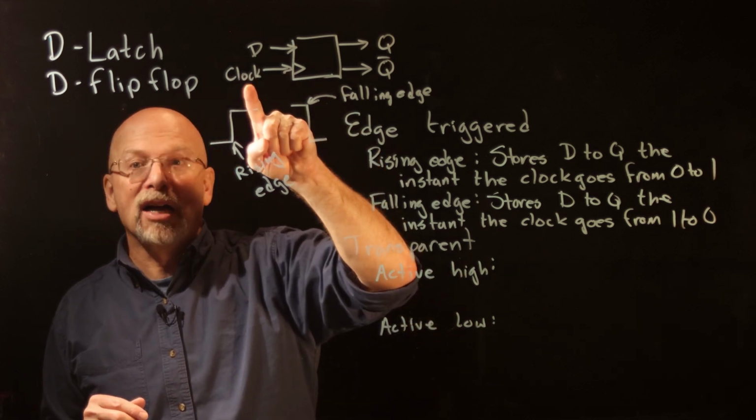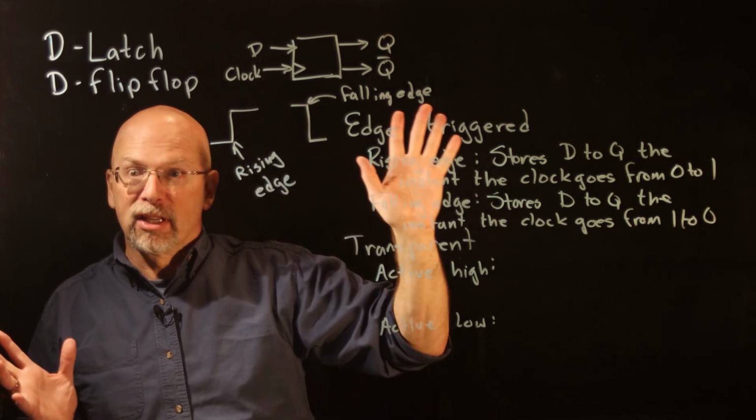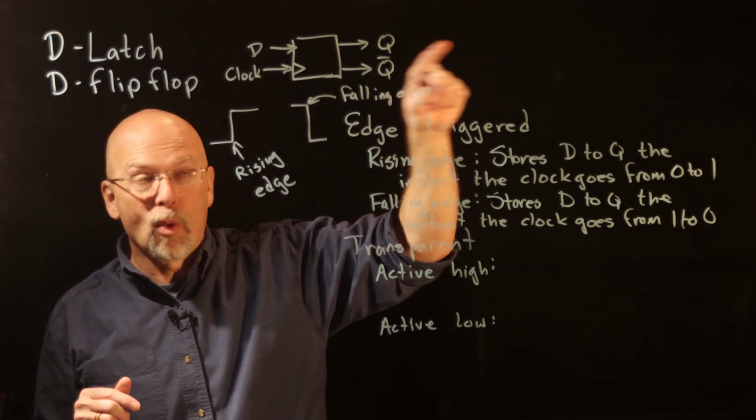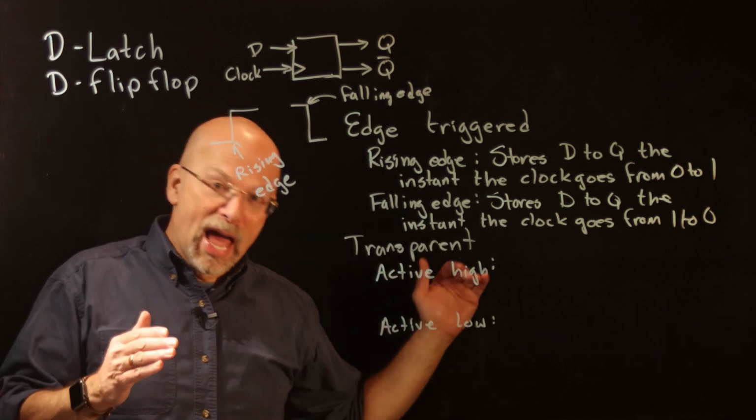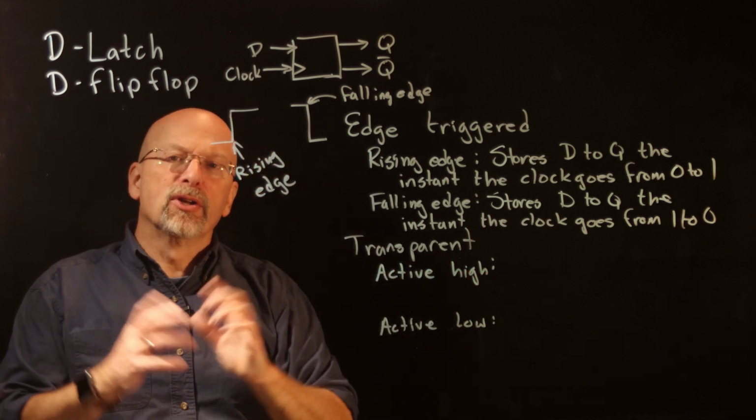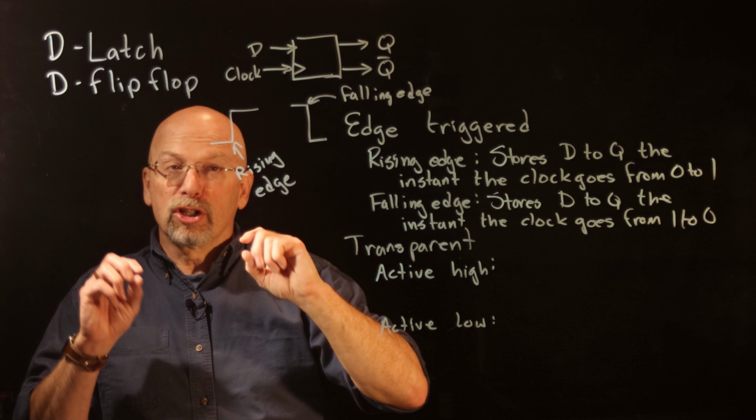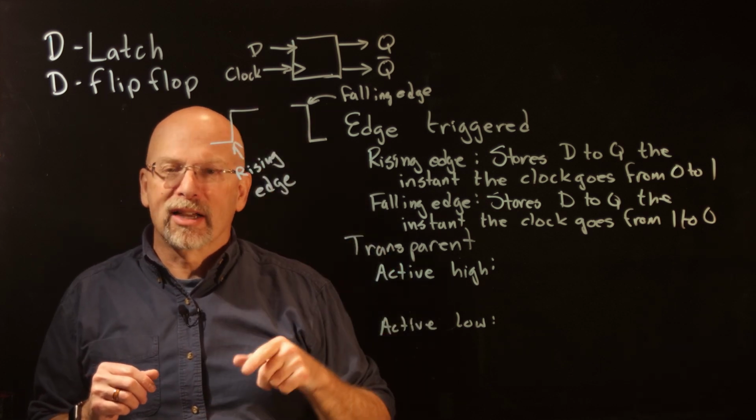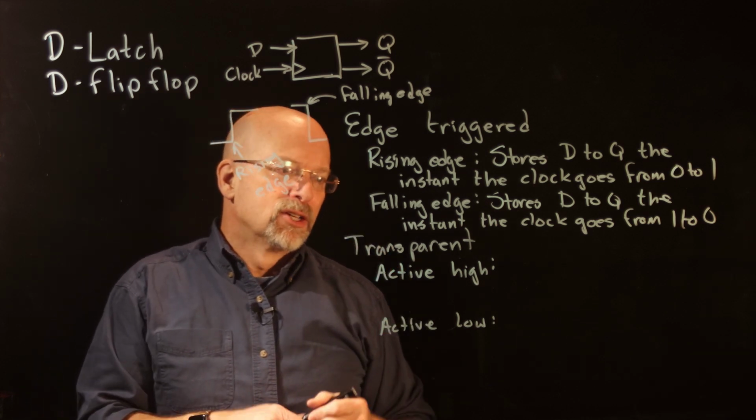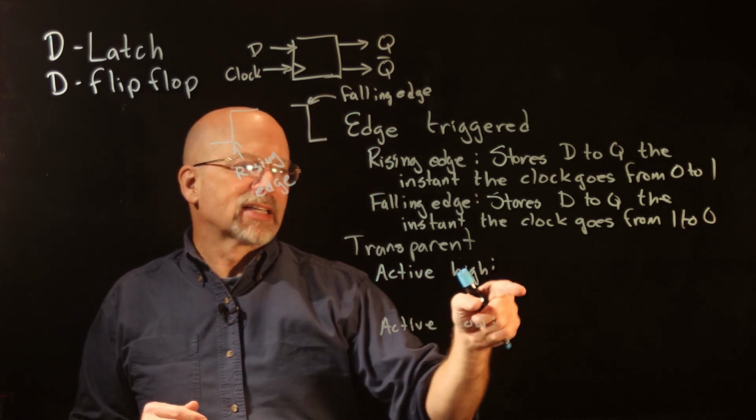As long as the clock is at a particular level, it's basically like the shutter is open and there's a direct wire connecting D through to Q, and D is just passing straight through to Q until the shutter closes. And that means that the clock has gone to a different level. So, let's take a look at active high.